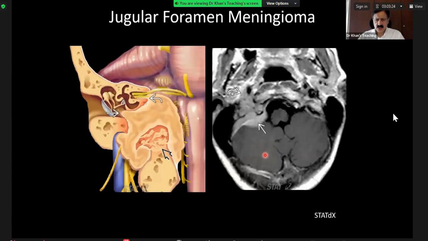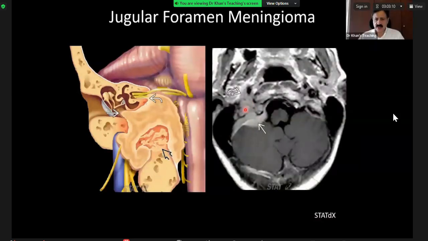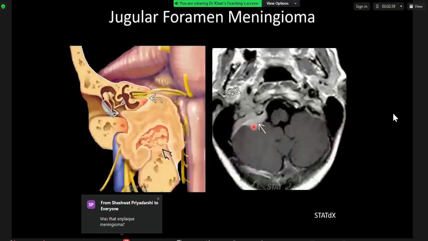From StatDX, just to show you the concept, this is the temporal bone, and this is a meningioma, which has, now you can see, enhancement within the bone. And you are worried, why is there enhancement? Actually, the meningeal cells, microscopically, go inside the bone, and then they will cause this sclerosis.